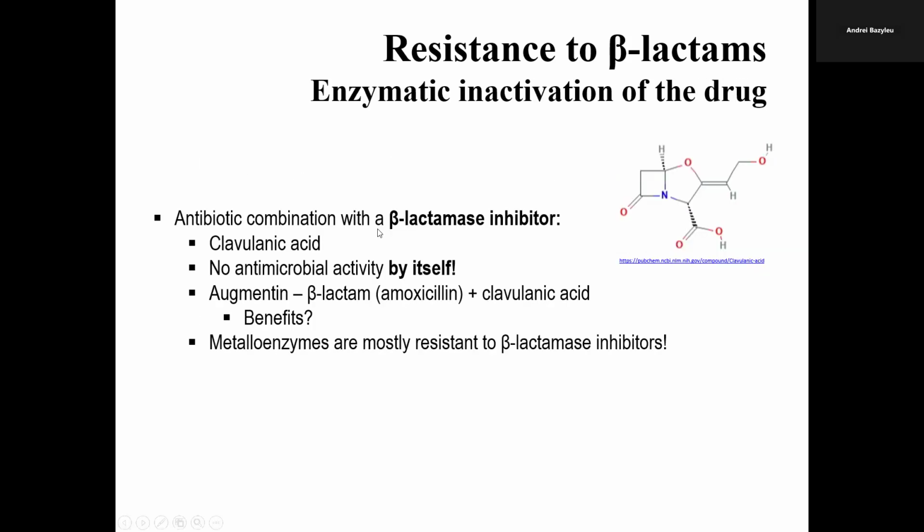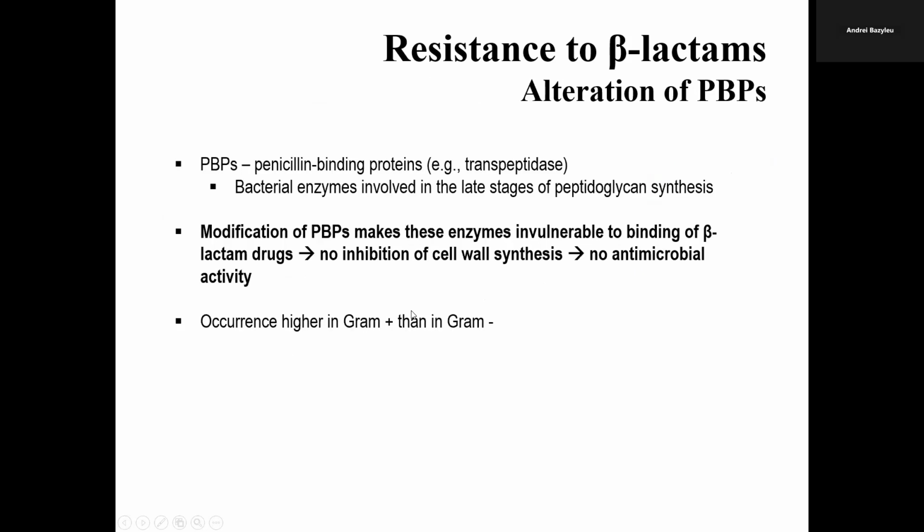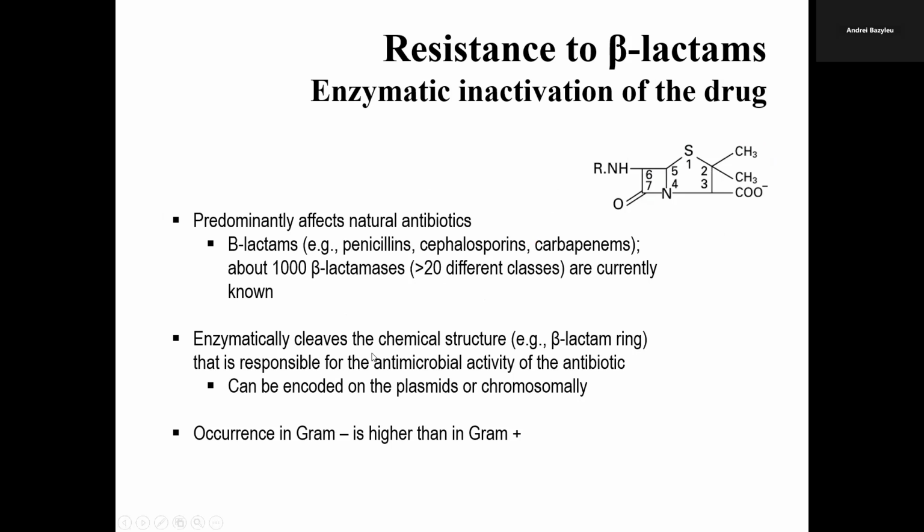So the actual chemical that kills bacteria, inhibits bacteria, is amoxicillin. Clavulanic acid is not toxic, as it says here. It has no antimicrobial activity by itself, the clavulanic acid. Amoxicillin does, but not the clavulanic acid. So that was one mechanism. So that was the enzymatic inactivation. Again, don't forget, this is very important for the exam.